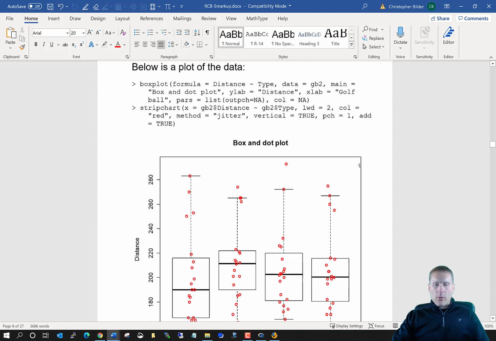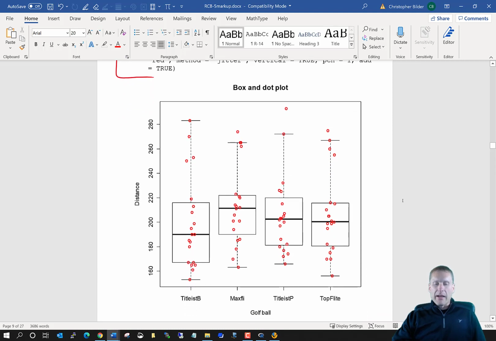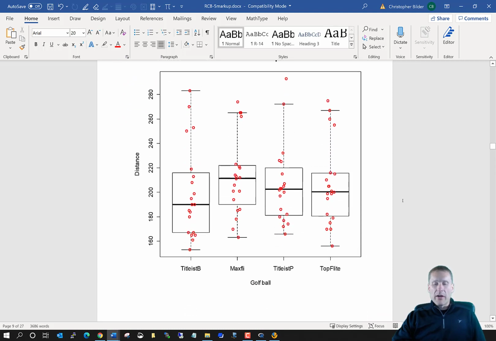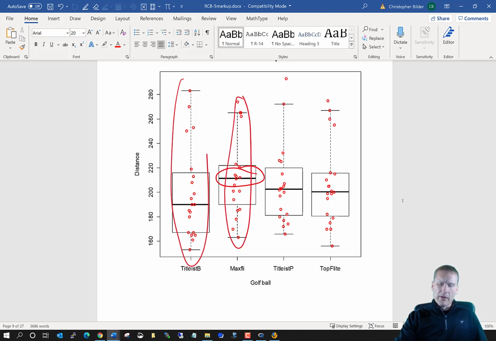Okay, so what I'm going to do is my usual box and dot plots. So I have my distance on my y-axis, I have golf ball type on the x-axis, and what do we see here in comparison to what we've seen in the past when we've done this? Well, what we typically look for is a shift in the points from, let's say, one of the factor levels to another. And what we see here is a lot of overlap between the observations across the factor levels. Sure, the median is higher for Max Fly in comparison to the other ones, but I look at how this is overlapping this right there.